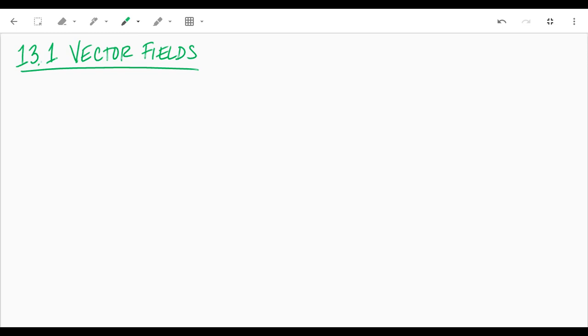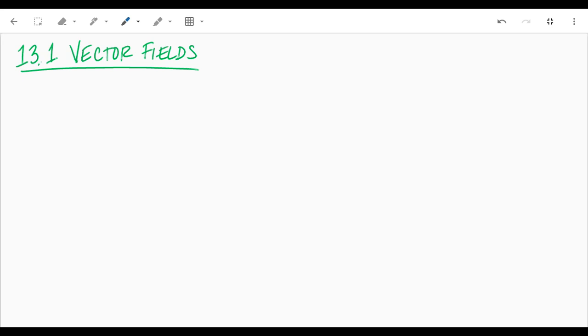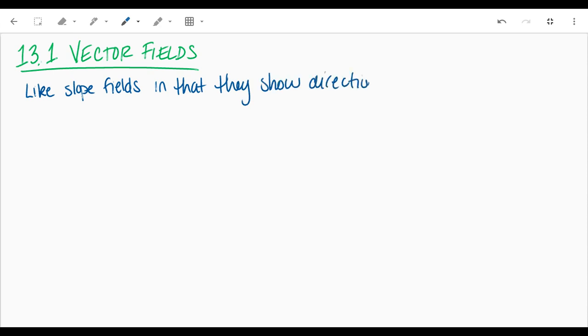We got vector fields. So you have seen something very similar to vector fields before called slope fields, that we did in calculus, AP Calc. Vector fields are like slope fields in that they show a direction. But if it's a vector field, they're going to show direction and magnitude.